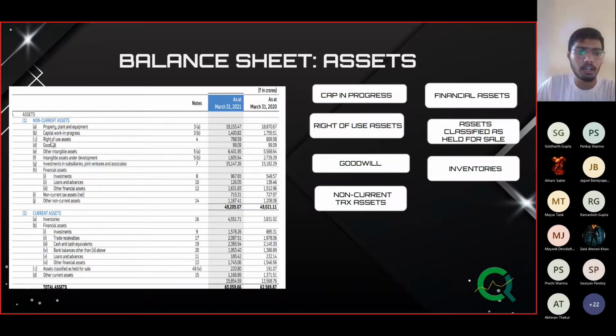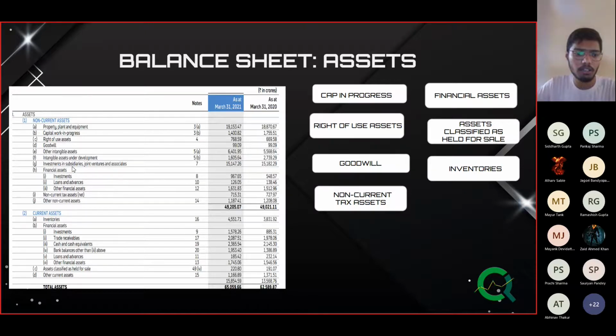Then right of use assets. Suppose Tata Motors is working in one building which is not owned by them. Whatever lease they are paying on that comes under the right of use assets. It's their right to use that asset currently. That's why it comes into that. Then goodwill, I have explained. Other intangible assets. Then intangible assets under development.